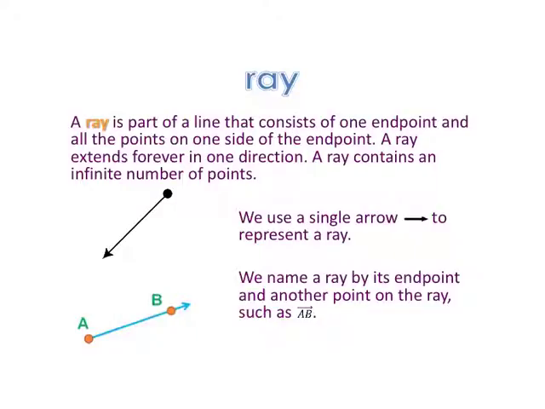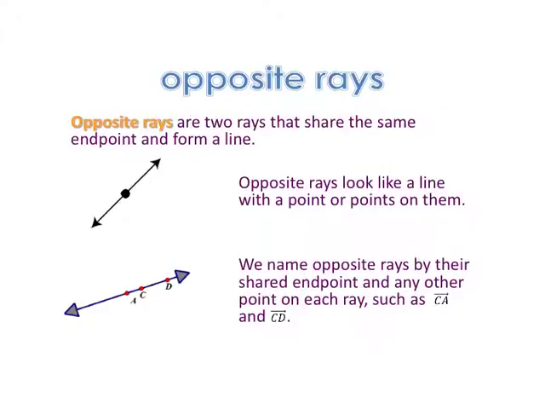A ray is part of a line that consists of 1 endpoint and all the points on one side of that endpoint. A ray extends forever in one direction, and it contains an infinite number of points. When we write a ray, we use a single arrow to represent the ray. When we name the ray, we use its endpoint and any point named on that ray. Since A is the endpoint and B is the only point named on this ray, it would have to be called ray AB.